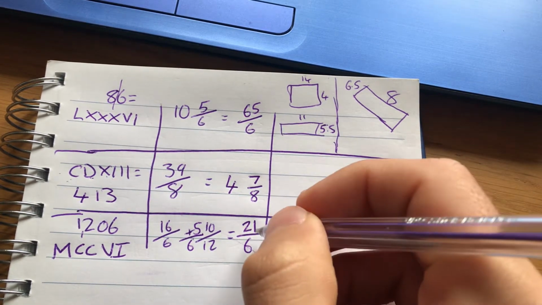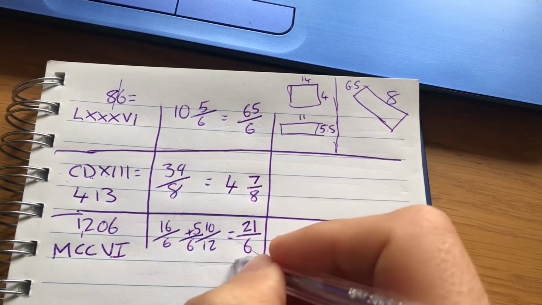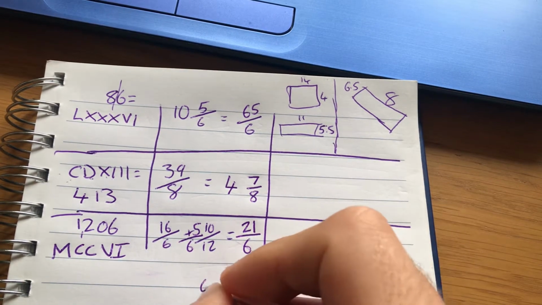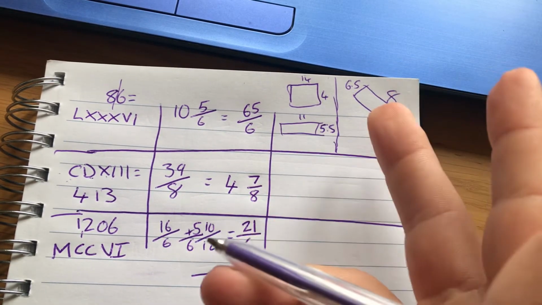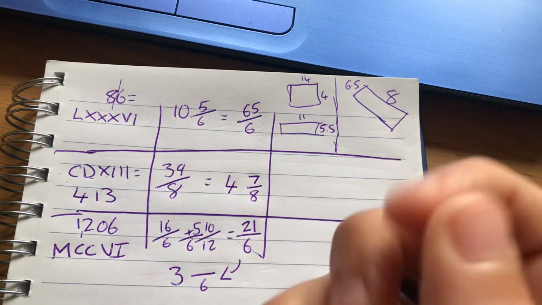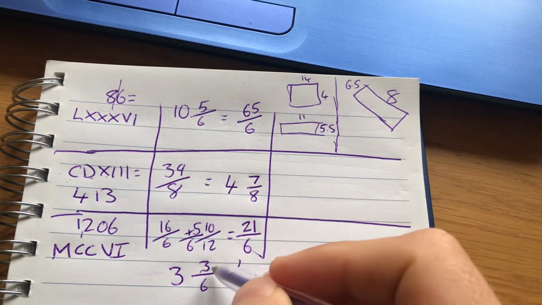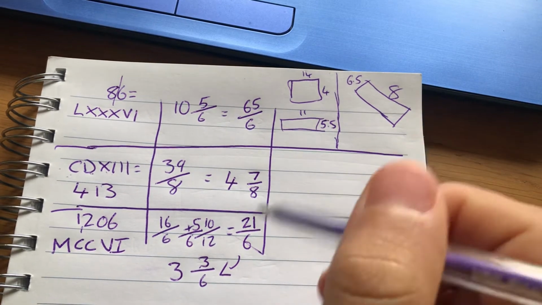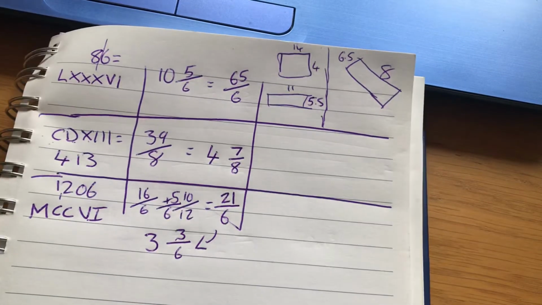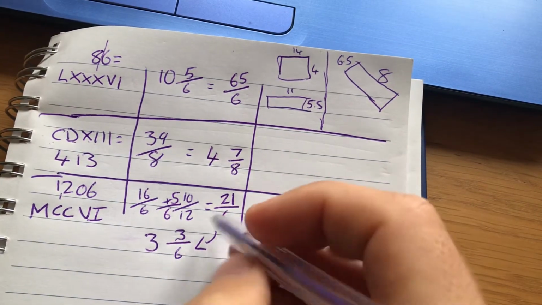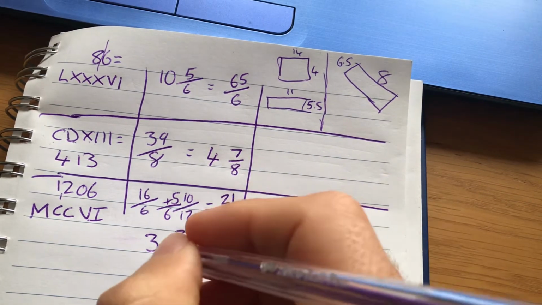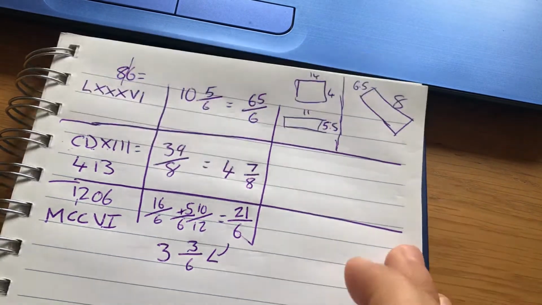And then how many 6s go into 21? So we've got our mixed fraction as well. 6, 12, 18, 19, 20, 21. Oh, look, you can even make that 3.5, because 3 is half of 6. So you could simplify that to 3.5.